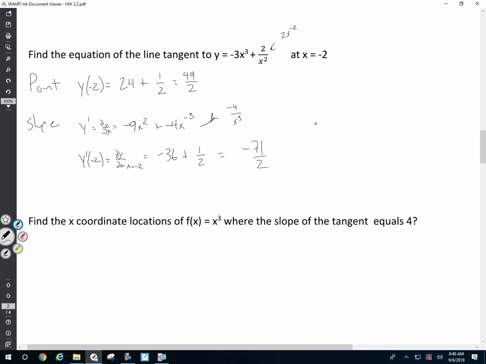So that's my slope. And my point I have is negative 2, 49 halves. And my equation is y minus 49 halves equals my slope, x plus 2. Plus 2 because it's minus a negative 2. Let's see.